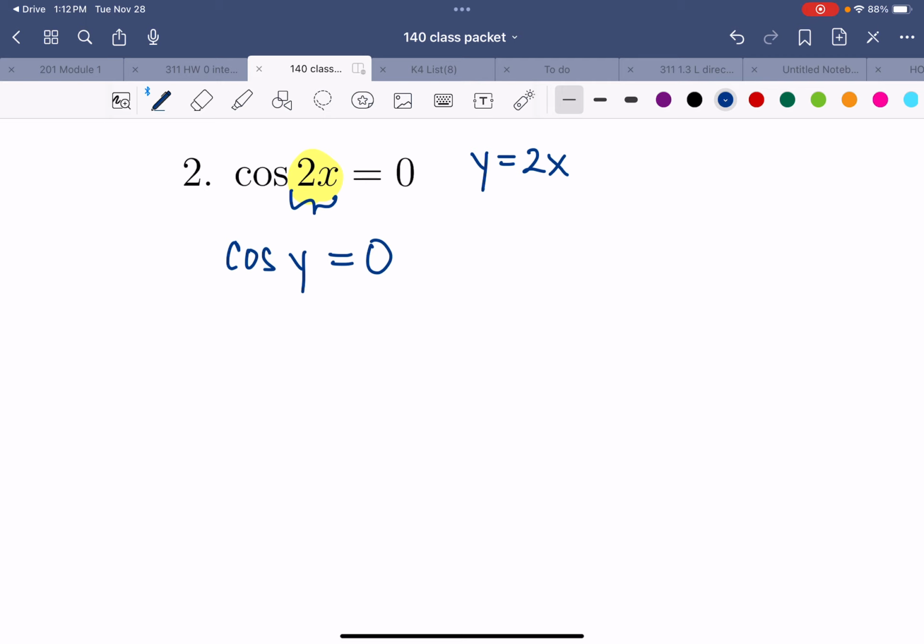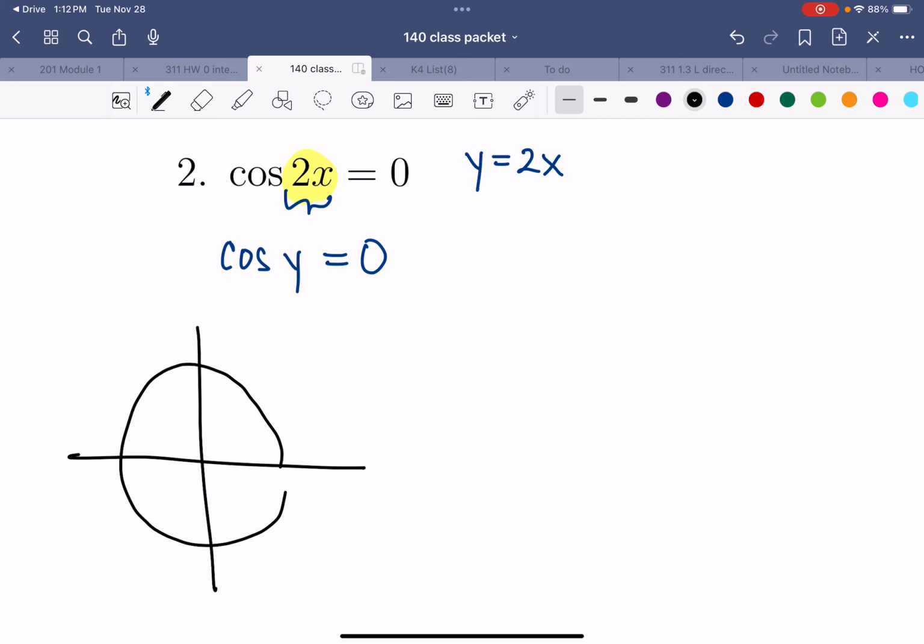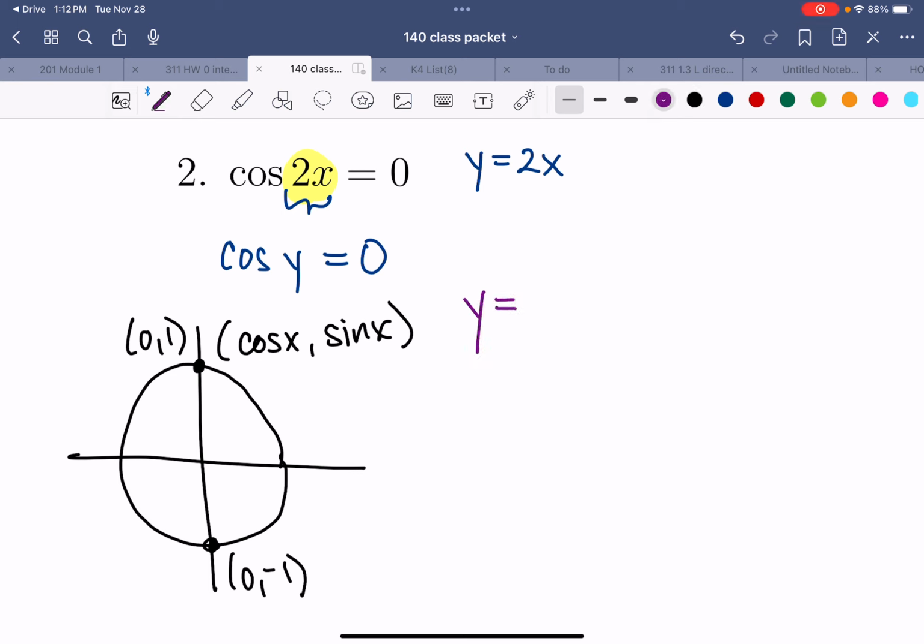Okay, well, for 0, the value of cosine, that's going to be one of our corners. So I'm thinking unit circle here. And cosine is the first coordinate when we're on the unit circle. And so that is 0 up here and down here at 0, 1 and 0, -1. So y is equal to, at the top we're at pi over 2, or 90 degrees, and at the bottom we are at 3 pi over 2.